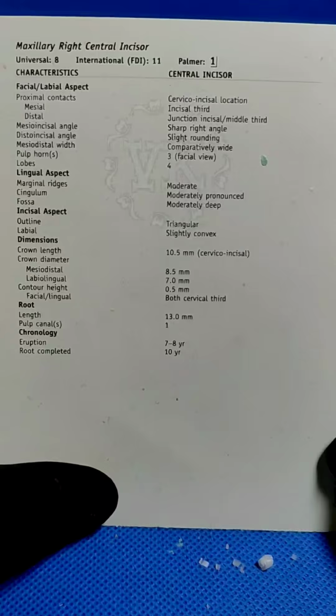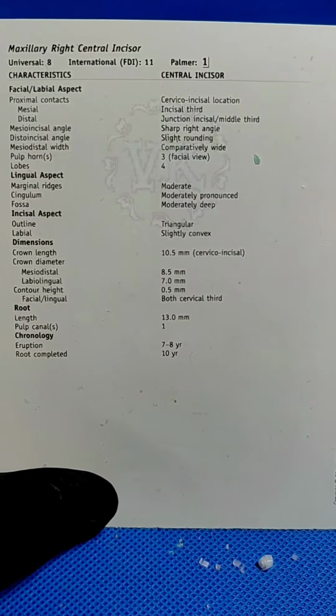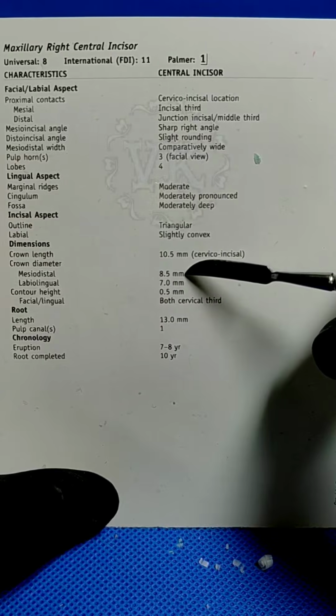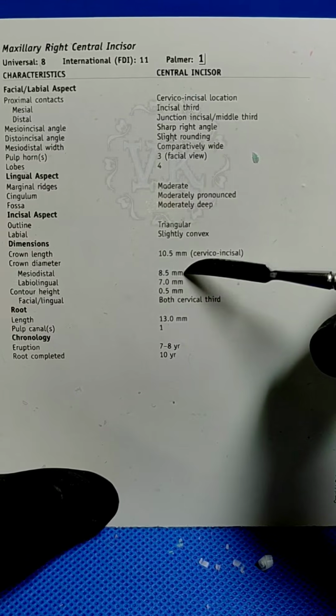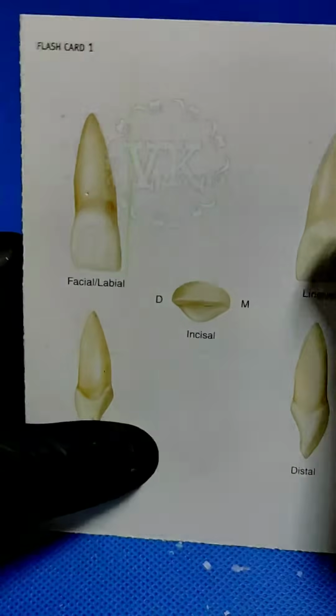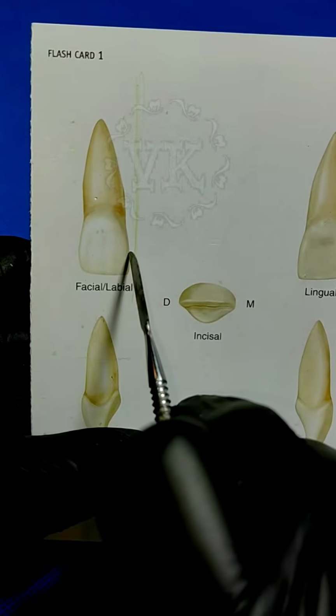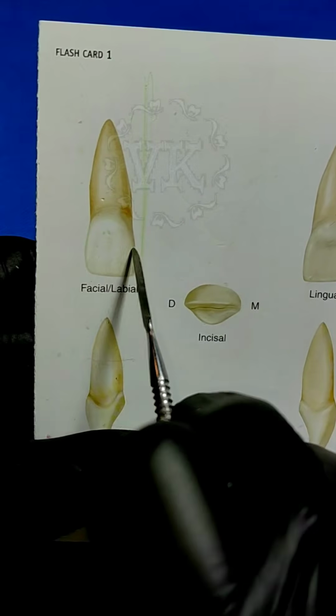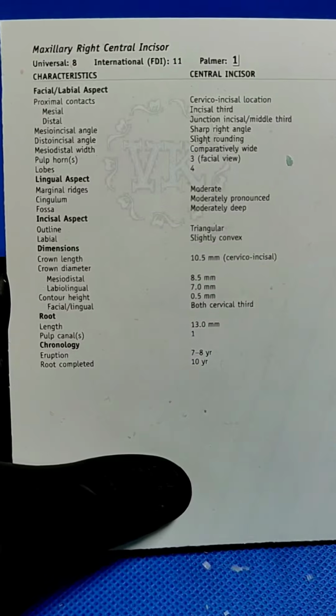And 2 other dimensions also you need to remember. This one, 8.5, is the mesiodistal diameter. Let me explain with the picture itself. So from the mesial side to the distal side, this length is 8.5. And then you have another measurement, 7 millimeters.